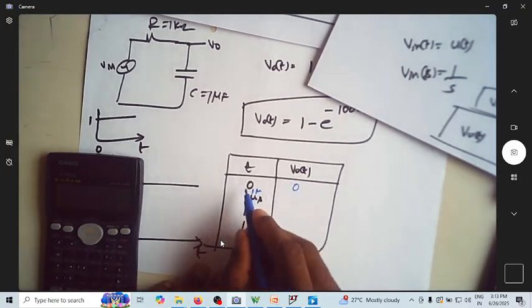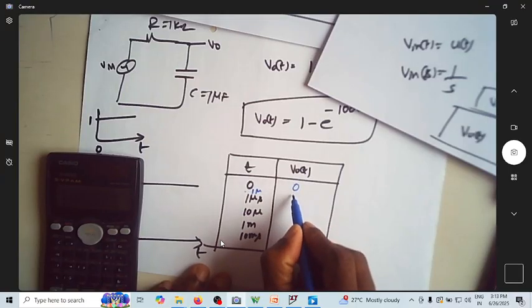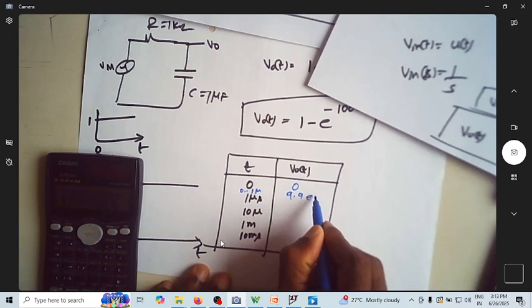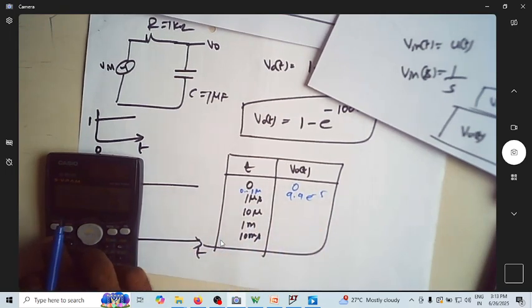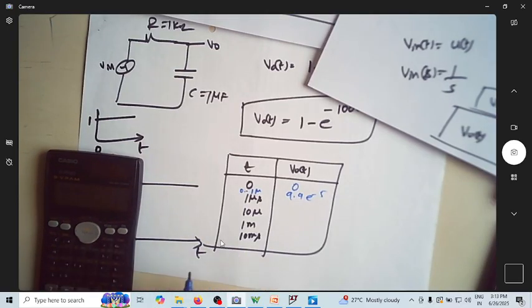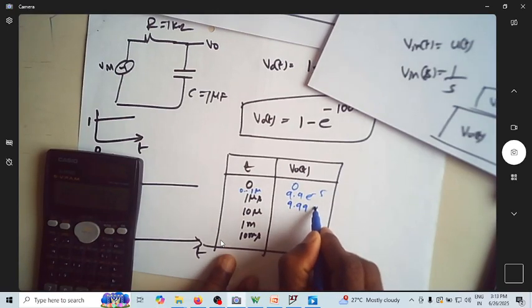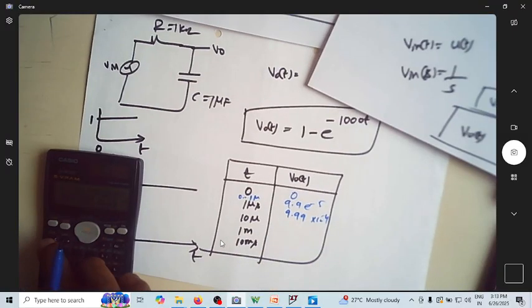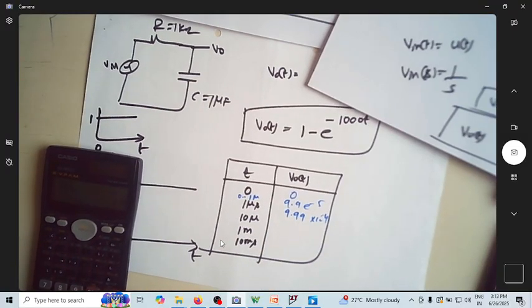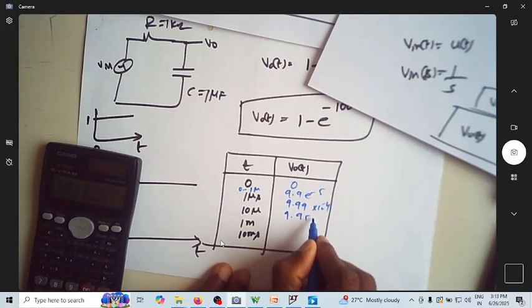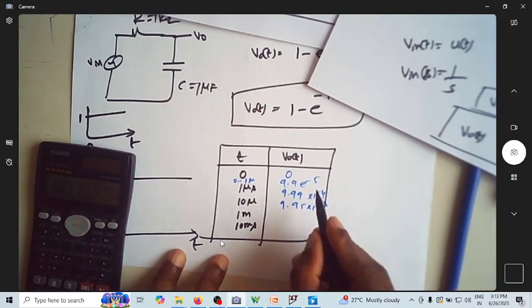So when it is this, it slightly reduces. Sorry, at 0.1 microsecond, its value is 9.9 e power minus 5. Calculate at 1 exponential minus 6. At 1 microsecond, its value is 9.95 into 10 power minus 4. Calculate at 10 exponential minus 6, you can see it is 9.95 into 10 power minus 3.